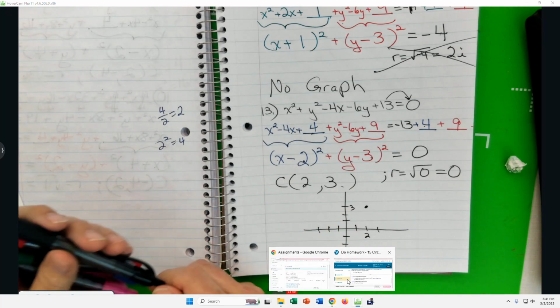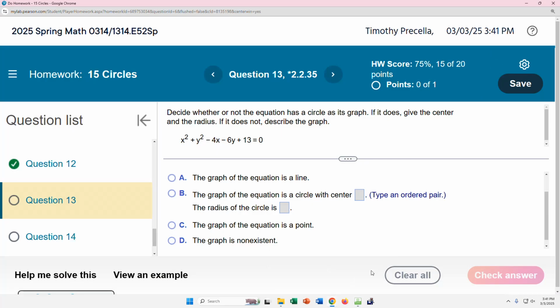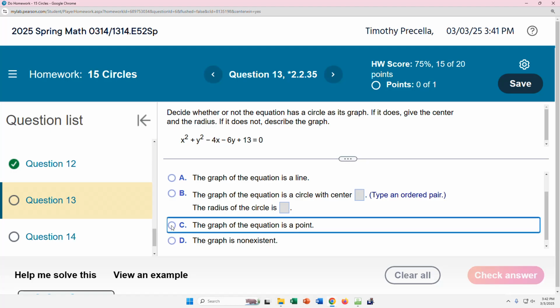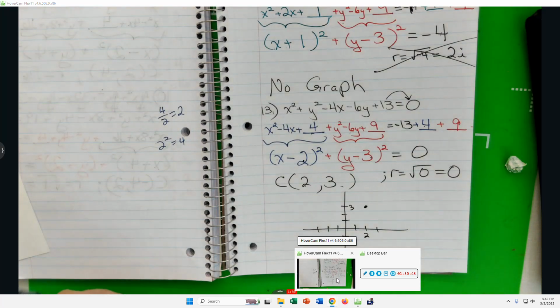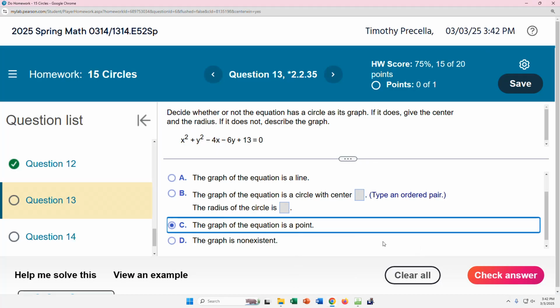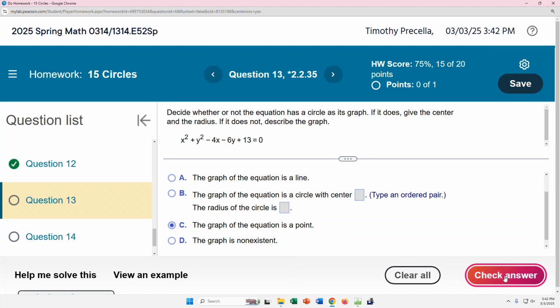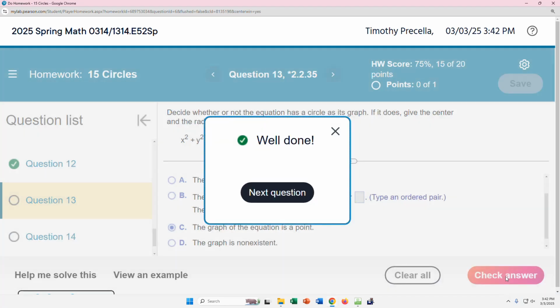So let's see, what option is it? A, B, C? Oh, they're not making you state the center. I thought I saw some publishers do, but this one doesn't. If they asked you what the point is, it's whatever the center is, okay? But I'm pretty sure I didn't put them on the no side. So the graph is just a point.